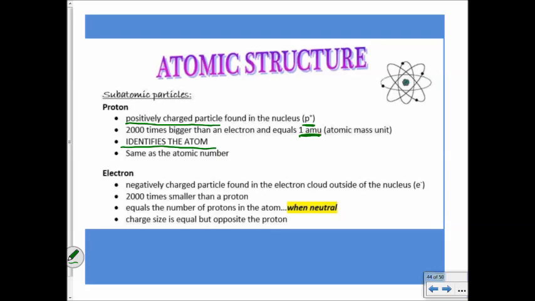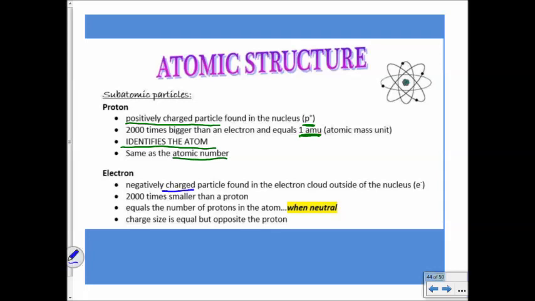So if I have 12 protons, I'm always going to be a magnesium, because magnesium's atomic number is 12. So it doesn't matter what the neutrons are, doesn't matter what the electrons are. If I have 12 protons, I'm automatically magnesium. So it's also the same as your atomic number, so make sure that you know that. That's the most important thing, identifier.